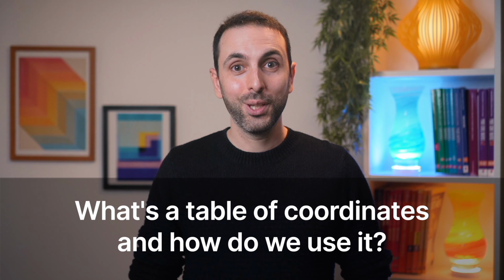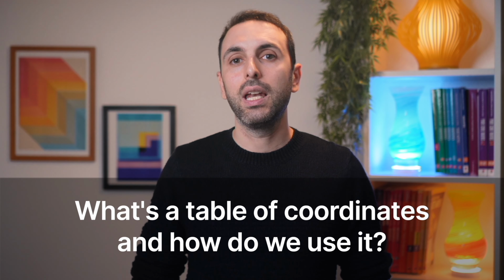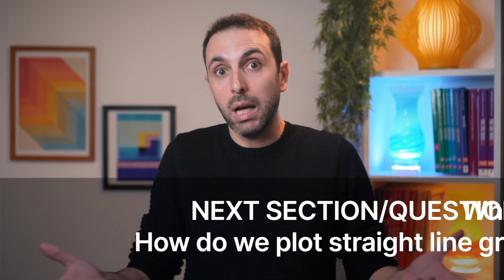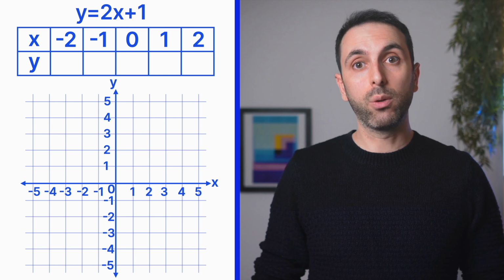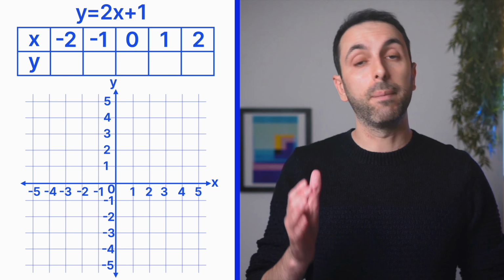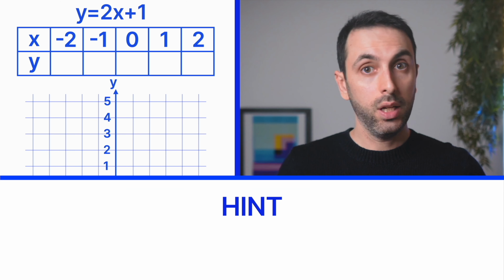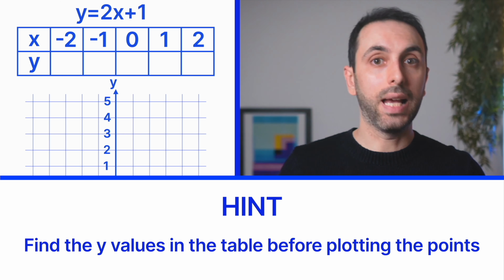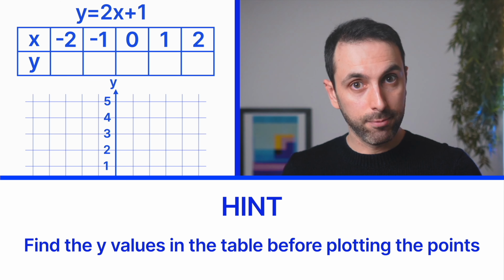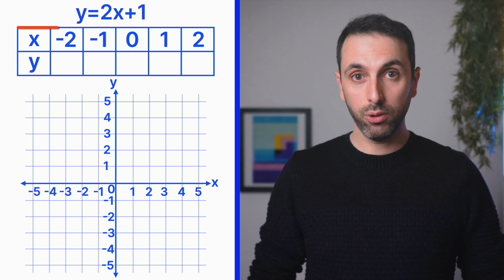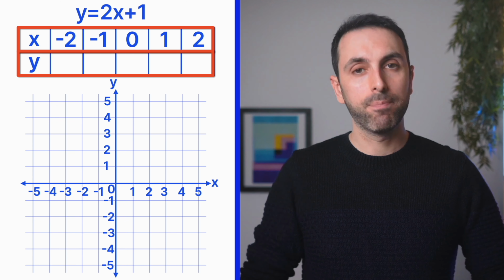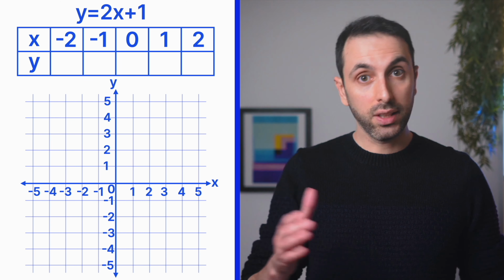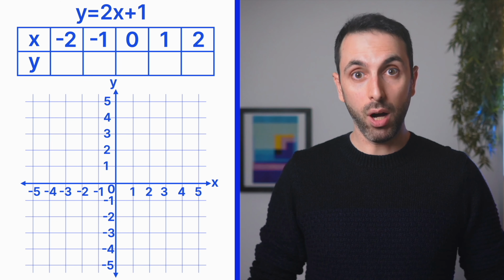Now that we've answered the question, what's a table of coordinates, and we know how to use them, let's answer the second question, which is, how do we plot straight lines? Suppose we want to plot the graph y equals 2x plus 1 with this partially completed table of coordinates. Now notice that we can't plot any point on the axis until the table is complete. There are 5 x values spanning from -2 to 2, whereas the y values are blank. In order to draw a line using the table, we need to fill in the missing parts.